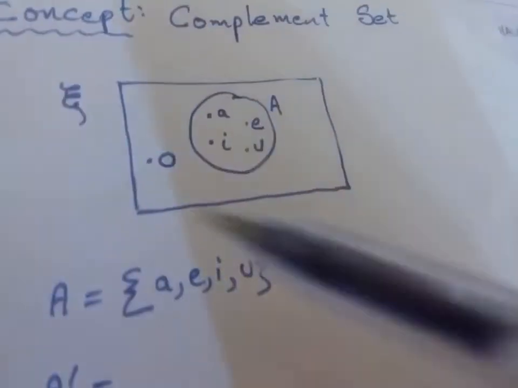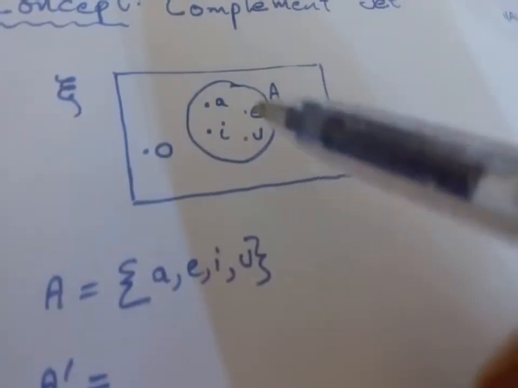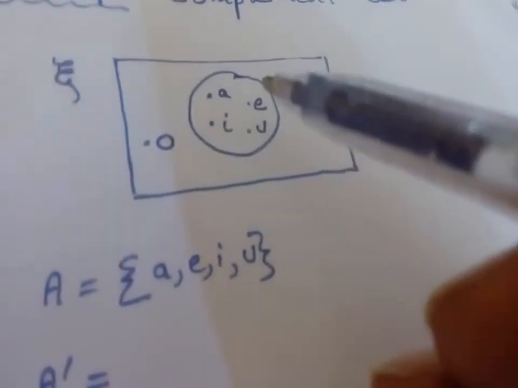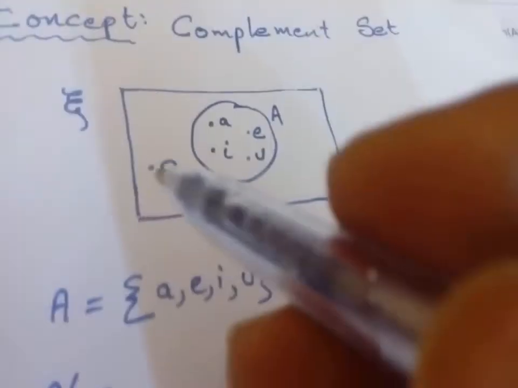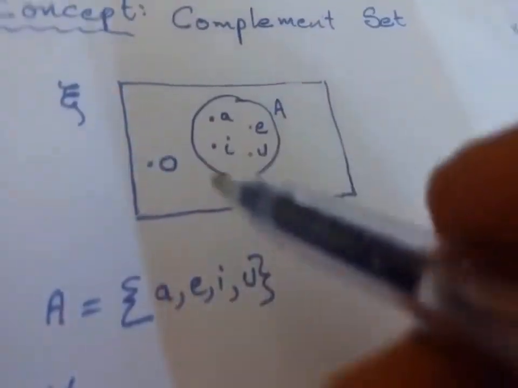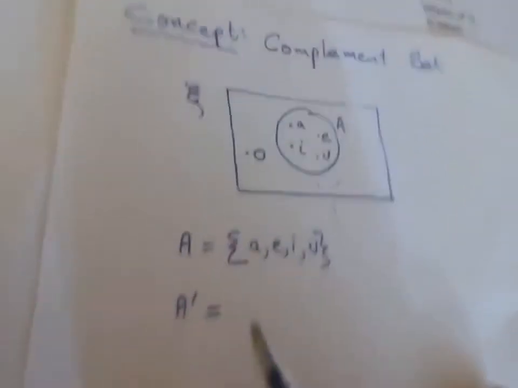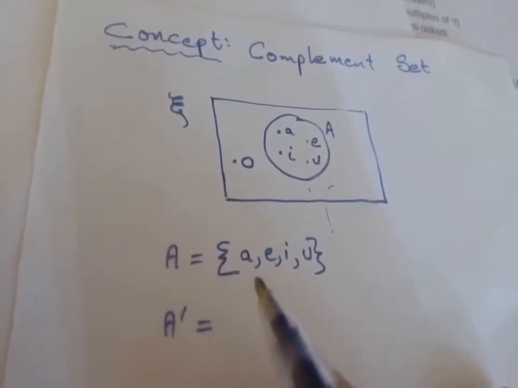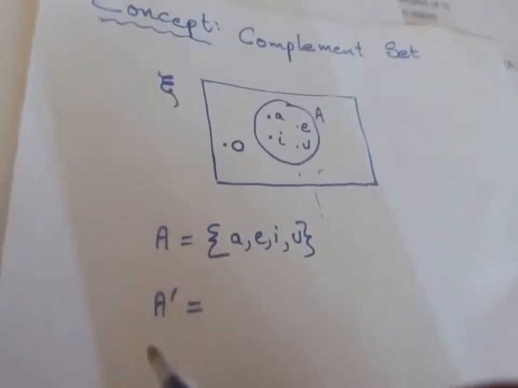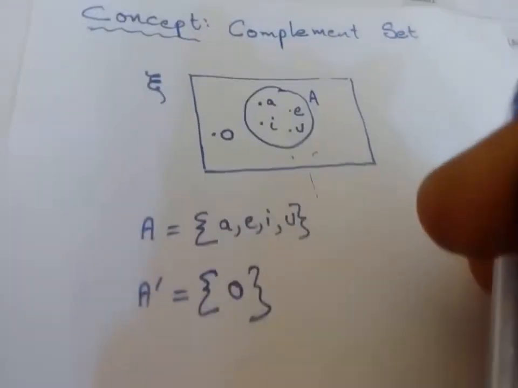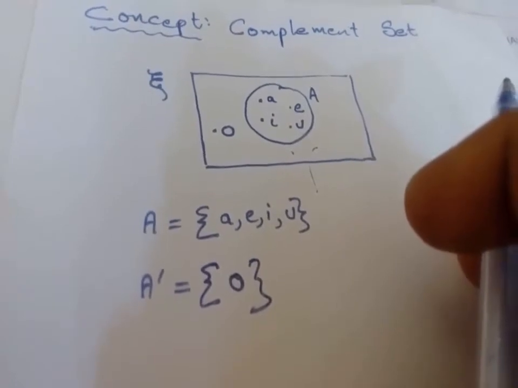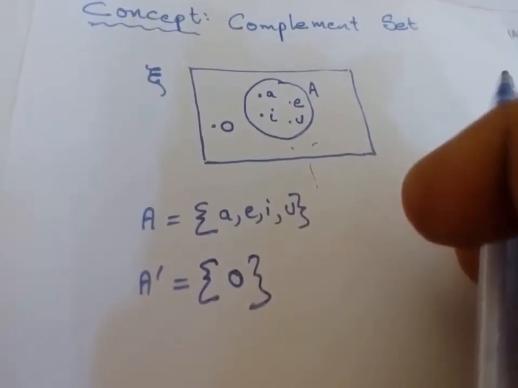Let us say this box represents a universal set and A is a subset of the universal set containing the elements A, E, I and U, and there is another element in the universal set which is not in A. So we can write like this: A is the set of the elements A, E, I, U, then A dash or the complement of set A will be the elements that are not in A but in the universal set. Now keep that in mind.